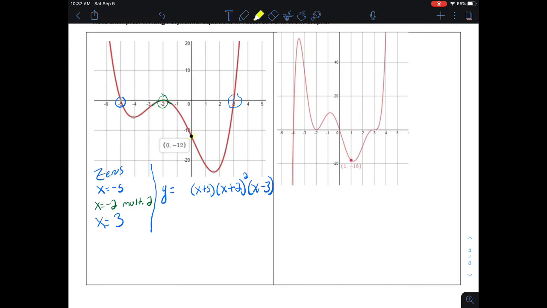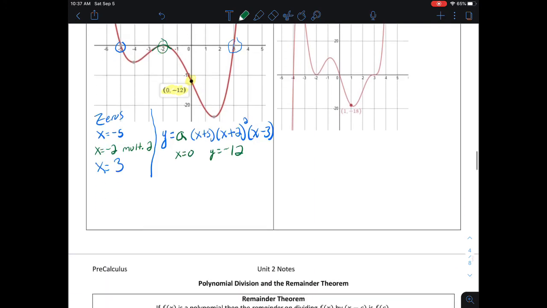Now, we have a given point. We are told that this graph has the y-intercept of 0, -12. So I need to ensure that happens. So what we do is we account for some coefficient in front of those factors, call it a, such that if I put in the point x is equal to 0 and y is equal to -12, I would be able to solve for a, and my graph will have that y-intercept. So we're going to do that, and I wrote a -2 instead of a 12. So we're going to put in 0 for all of the x's, and we're going to solve for a.